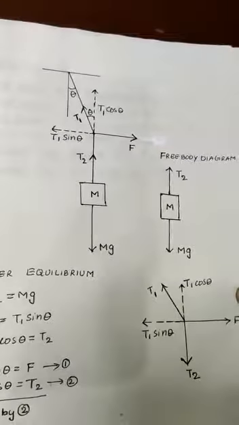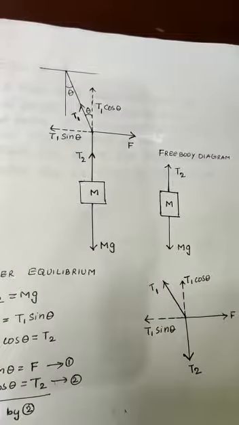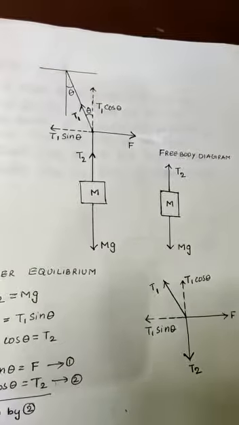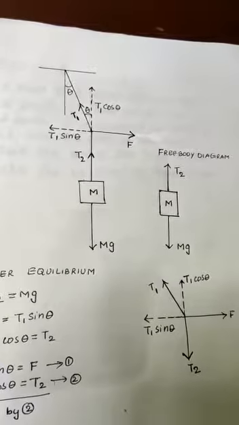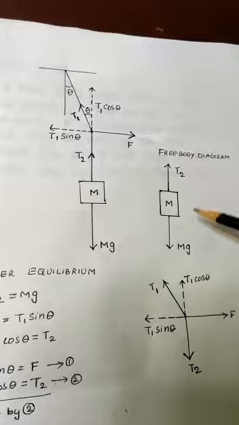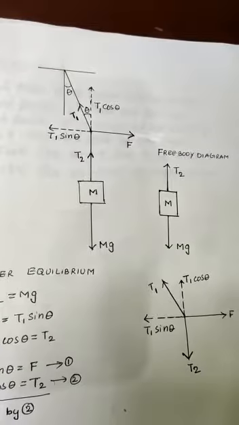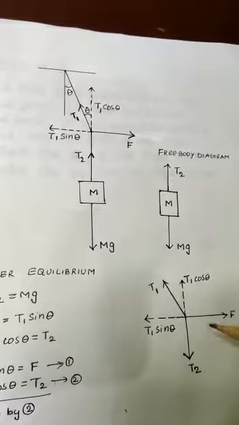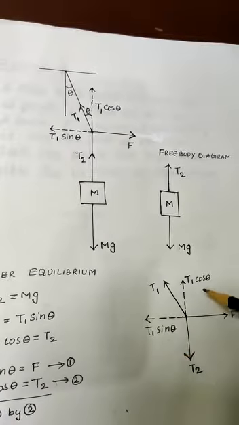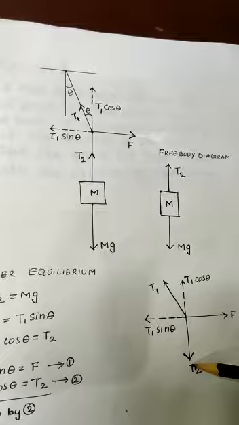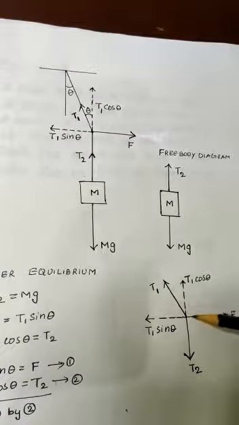the diagram looks like this. It gives us scope for writing the equations. So let us have a clear look at the diagram. The free body diagram for the block M is tension T2 acting upwards and mg acting vertically downwards. And the other diagram is F acting rightward, T1 sin theta acting opposite to it, T1 cos theta acting opposite to T2, and T1 is at an angle theta with the vertical.